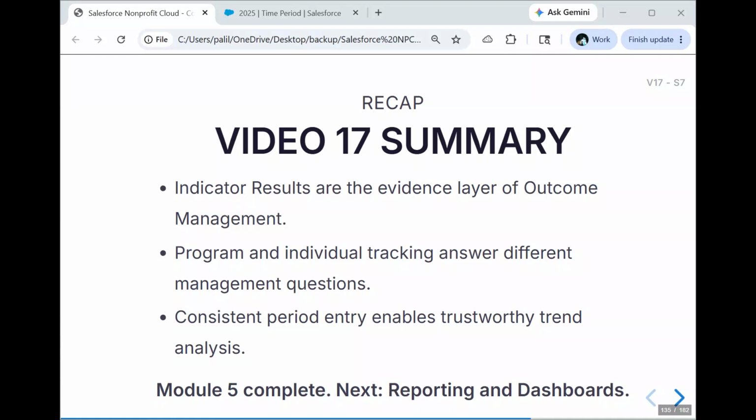Module 5 is complete. In Module 6, reporting and dashboards, we are going to bring all of this together: the donors, the gifts, the programs, the services, the outcomes. We are going to build the reports and dashboards that turn all that data into insight that helps you run the organization.